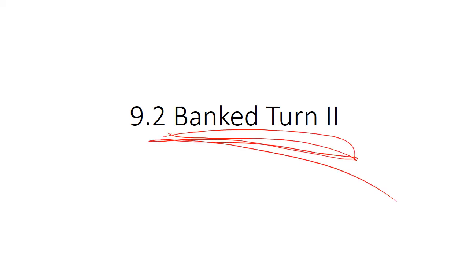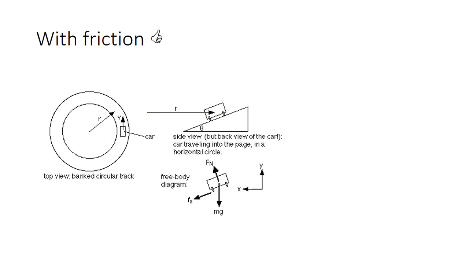Okay, let's do level 2 banked turn fun. So with friction now, we're going to have the same kind of situation. You're going to have your gravity, you're going to have your normal force, but you're also going to have your friction force. We're going to pretty much always go as fast as we can, which means the friction force will be helping to hold us down the hill.